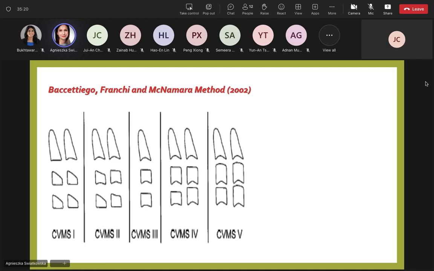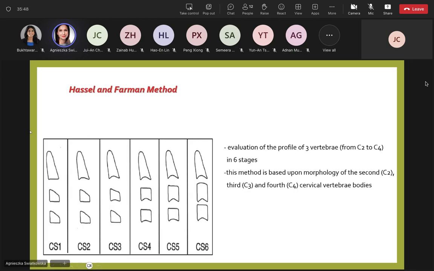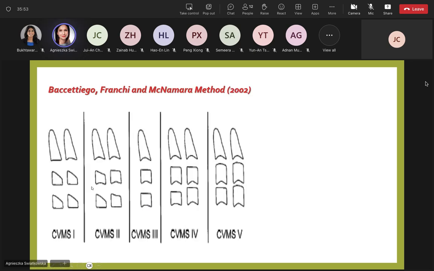The next method is the method of Baccetti, Franchi, and McNamara. In 2002, they changed this classification, and they found that, in fact, in stages 1 and 2, nothing special happened for the patient. That's why they connected the first and second stages into one. So here we have both stages connected in one stage, as you see here, and that's a kind of modification.